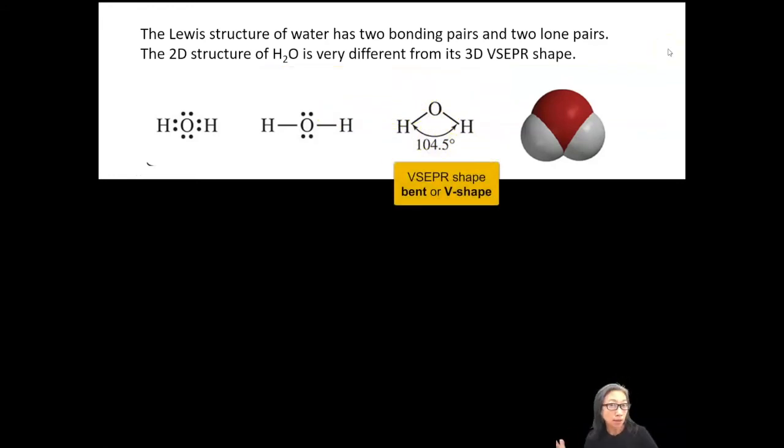In this bent or V shape for water, the oxygen central atom is shown as red on the space filling model, and the 2 white hydrogen atoms are down on the bottom of the V. But you could flip this up and it would be a V shape like this. So the bent shape is bent because of the lone pairs of electrons that take up more space.